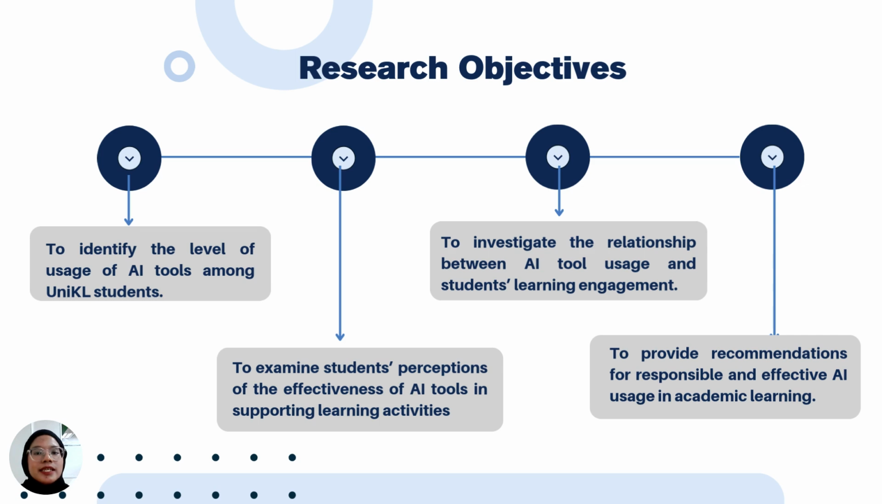quality. The third objective is to investigate the relationship between AI tool users and student learning engagement. This means looking at whether using AI makes students more motivated, participative, and confident in learning. And finally, the fourth objective is to provide recommendations for responsible and effective AI uses in academic environment. This will help ensure that AI supports learning without encouraging misuse or academic misconduct.